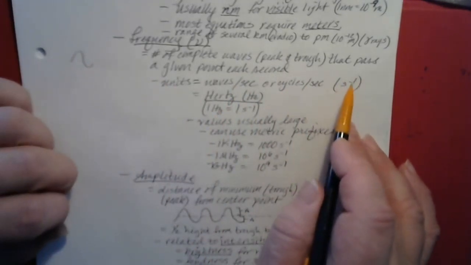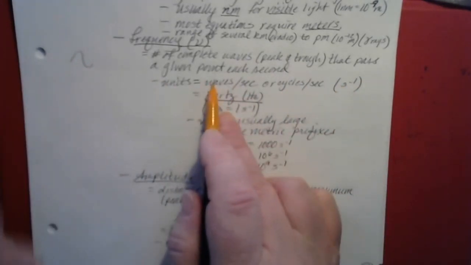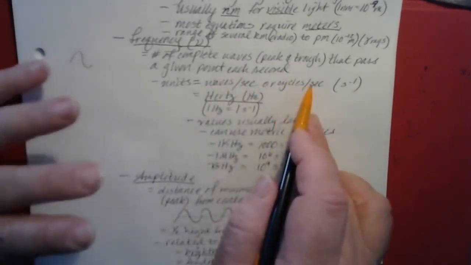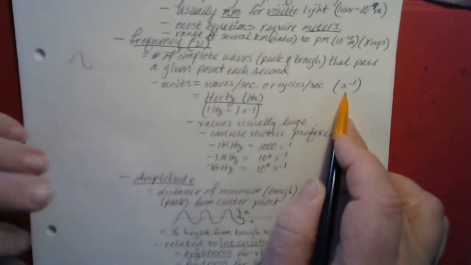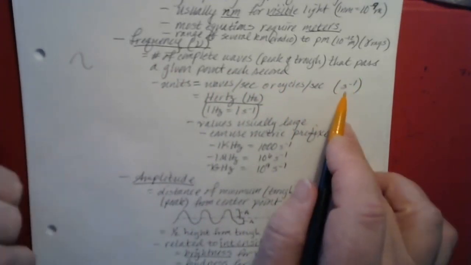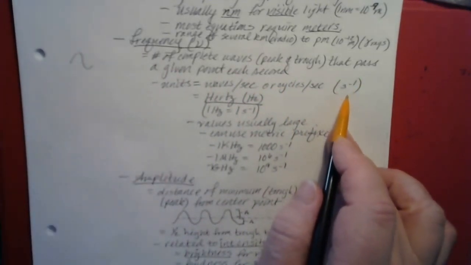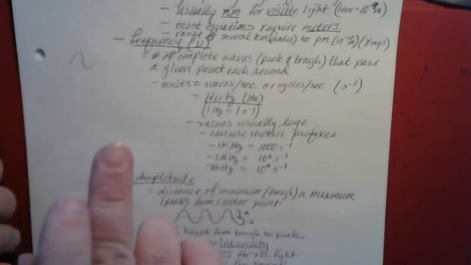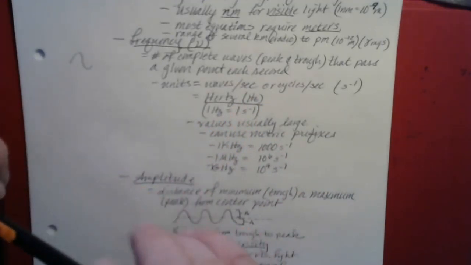So cycles per second, or just seconds to the -1, because we don't actually write the word wave or cycle. So waves per second or cycles per second is treated as if it's just something per second. And that's what s to the -1 means. It means 1/seconds, or something that's unnamed, per second. This is also known as a hertz, or Hz. So 1 hertz is 1 inverse second, or 1 per second, or 1 wave per second would be 1 hertz.